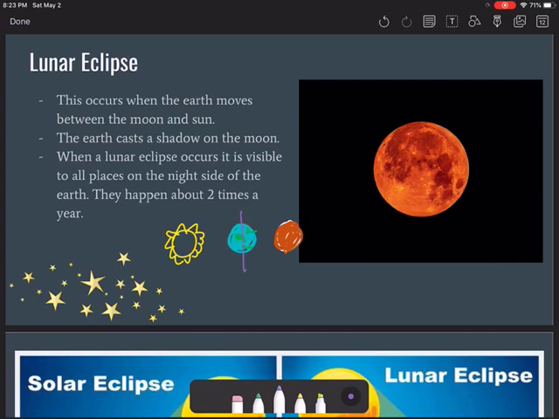If you were on this side here, you can't see the moon anyways because the rest of the earth is in the way. If you are on this side, though, you'll be able to see the moon, and so everyone on the night half of the earth will be able to see the lunar eclipse. So it's not location specific in terms of particular cities or regions, but half of the world will be able to experience this lunar eclipse. And this usually happens about 2 times a year. So it's kind of cool.